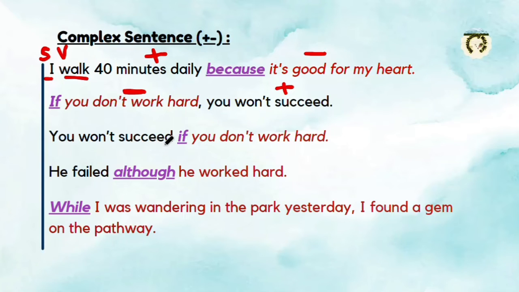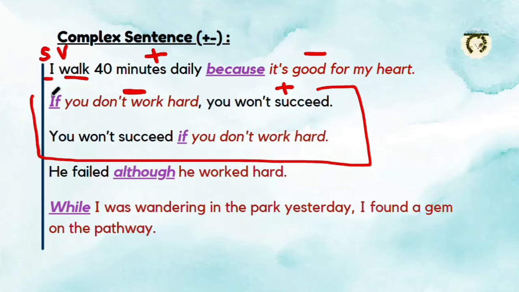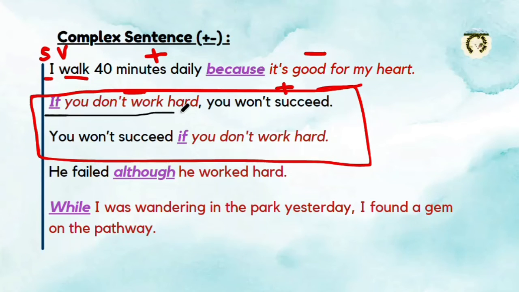You won't succeed if you don't work hard. I have written these two sentences again here to show you something else. What is that something else? Look at this part of the sentence carefully. If you don't work hard, it means that if you are beginning with a dependent clause, you will give a comma before writing the independent clause, right? But if you are beginning with an independent clause, you won't succeed. You don't need a comma here before the dependent clause, right?